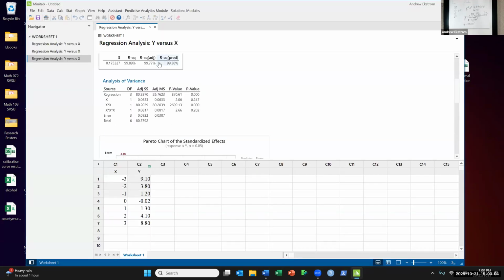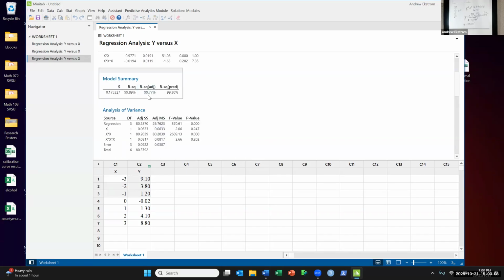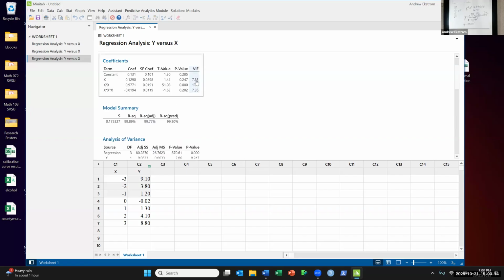If we look at the R squared adjusted value here, 99.77, that's really, really good. These VIF values out here, for the quadratic term, it's 1. For x and x cubed, it's 7.35. Those are a little bit high compared to what we would normally want to deal with.